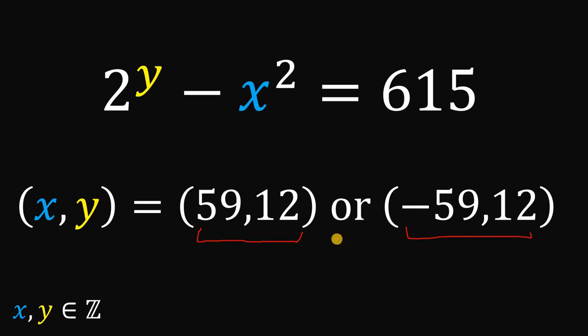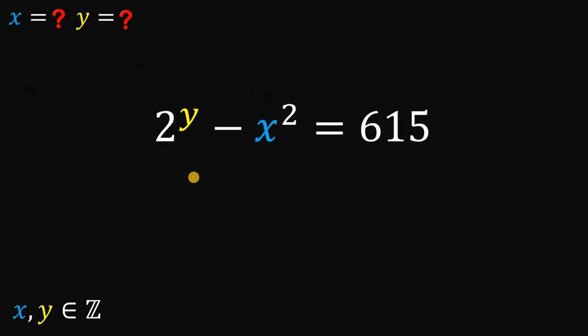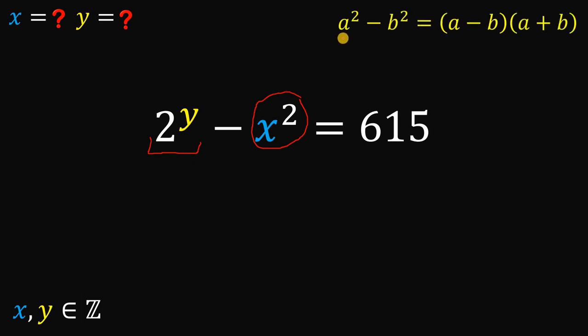Now the question is, how do we get those values? And here's the solution. We have 2 raised to y minus x squared equals 615. Now take note of this. We have x squared, and if this 2 raised to y is a perfect square number, then we can use a difference of two squares. The difference of two squares states that a squared minus b squared can be factored as a minus b multiplied by a plus b.